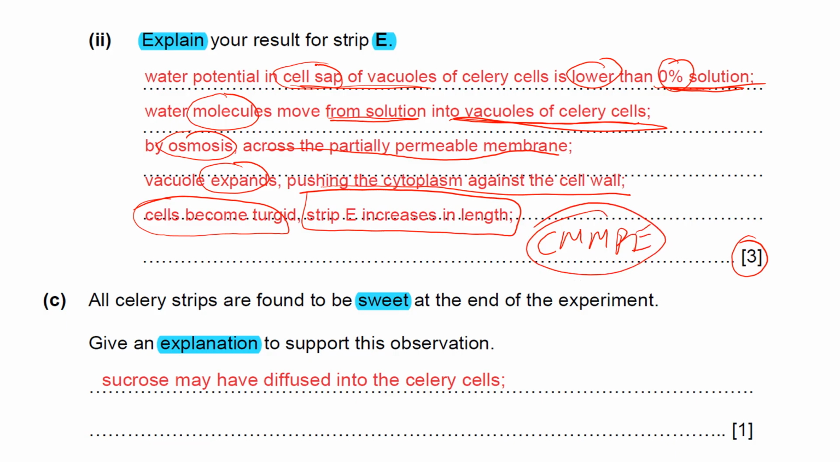Alright, please don't forget, for part C, all celery cells are sweet. Even though sucrose cannot diffuse, you have to apply this context regardless of whether you know that they cannot diffuse across. There is only one reason why they are sweet at the end, which is because the sucrose has diffused into the cells, full stop.